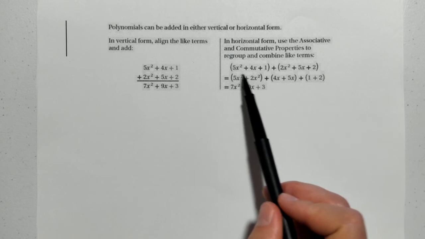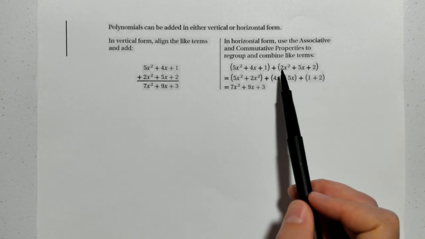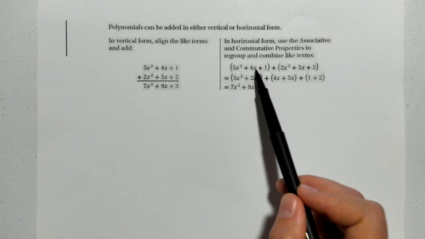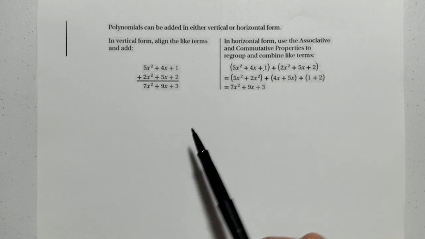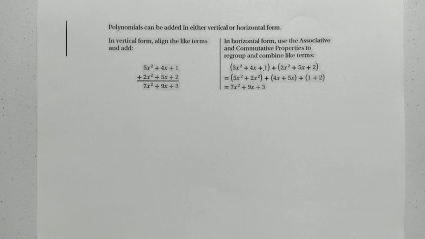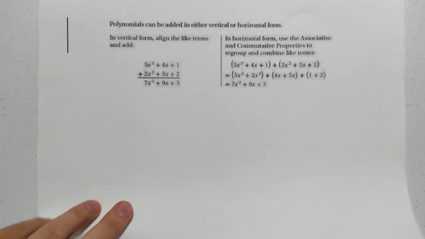So here's my first polynomial, add it to my second, and then you can rewrite it so your x squareds are next to each other, your x's are next to each other, and your constants. And then you can combine your like terms to get the resulting simplified polynomial. So choice is up to you how you want to do it. Both methods work perfectly fine, and you'll get the same answer. So let's go ahead and look at example 2.